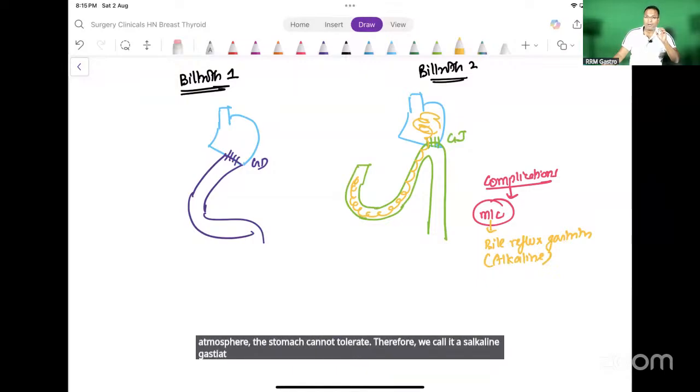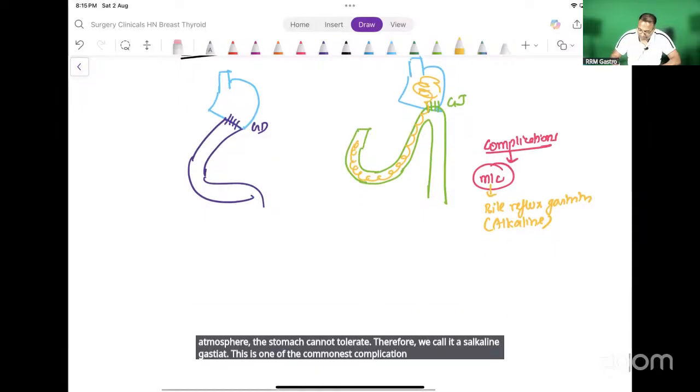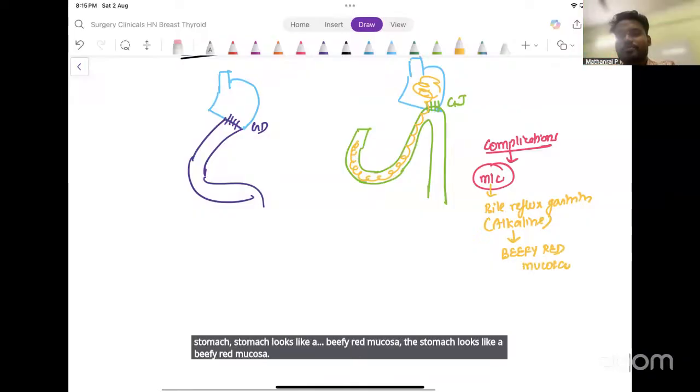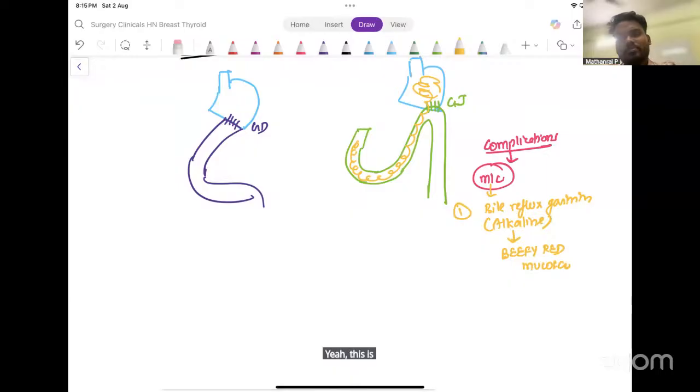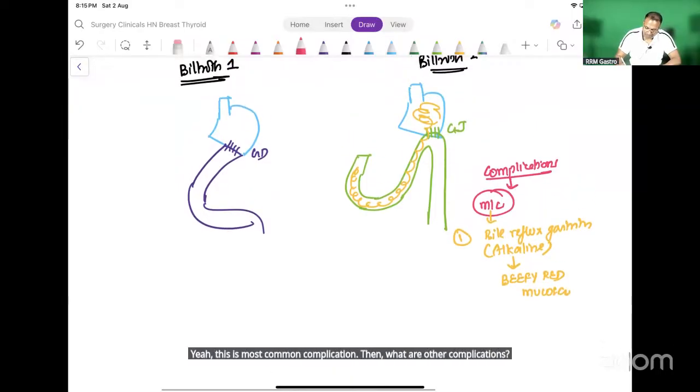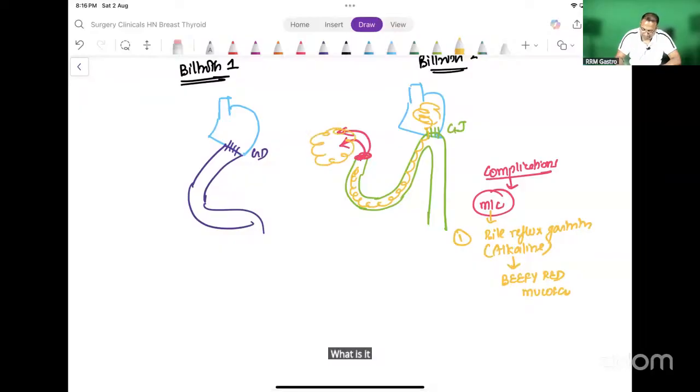It's one of the commonest complications. And when you see, the stomach looks like a beefy red mucosa. Yes, this is the most common complication. Then what are other complications? This is the duodenal stump. If it bursts out, it leaks. What is this complication?